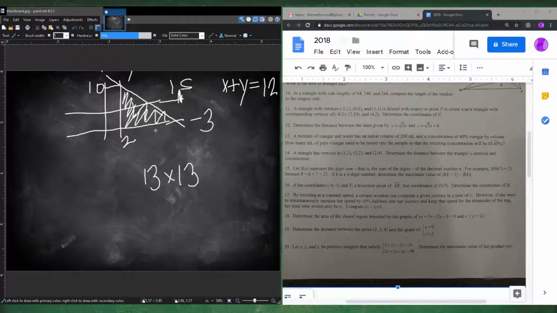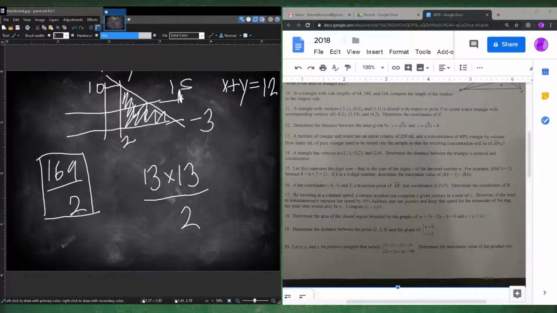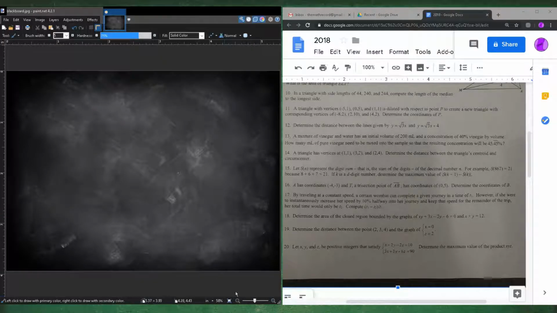Right? Because 10 minus -3 is just +3, so that's 13. So that's a right triangle. So basically, it's just 13 times 13 divided by 2. So basically, it's just base times height divided by 2, you know, the area of a triangle formula. So 13 times 13 is 169 divided by 2, and you can just leave it like this. So your answer is 169 over 2. Basically, just that simple. Okay.